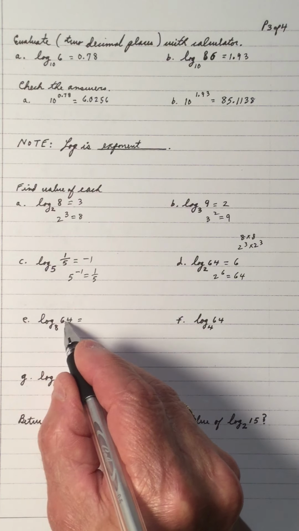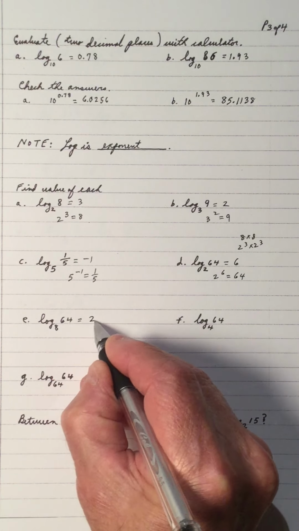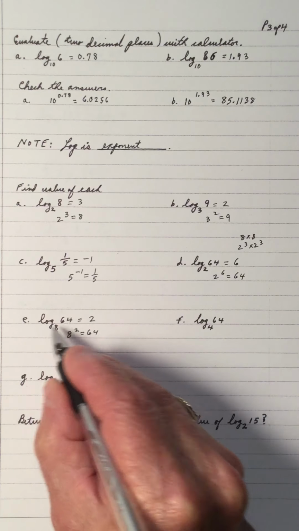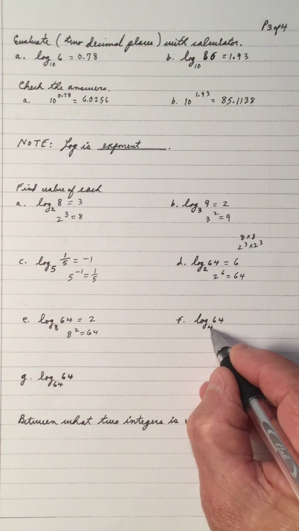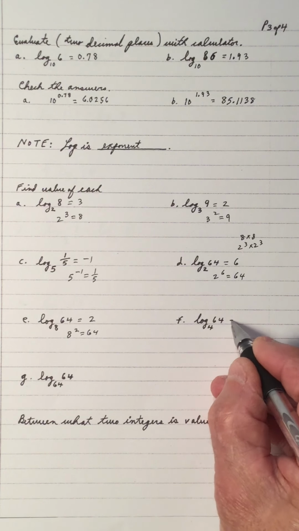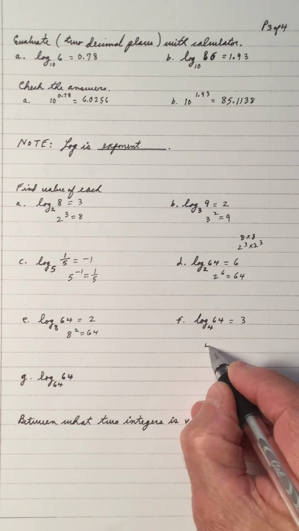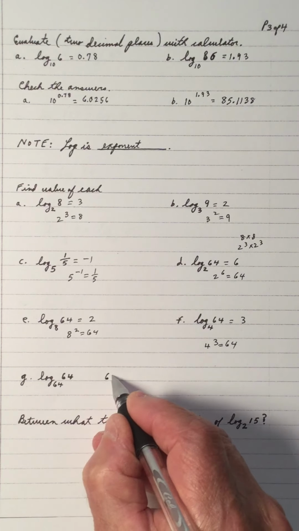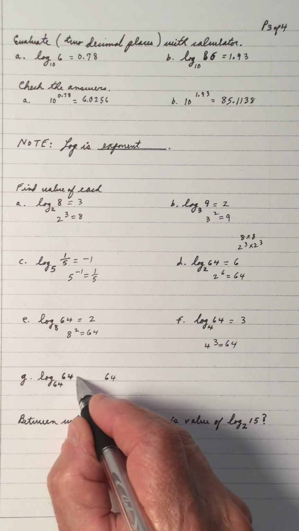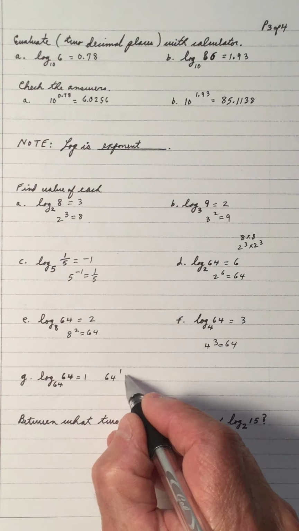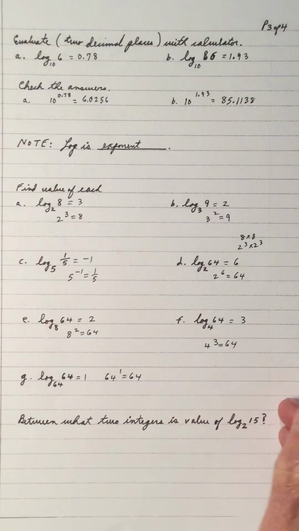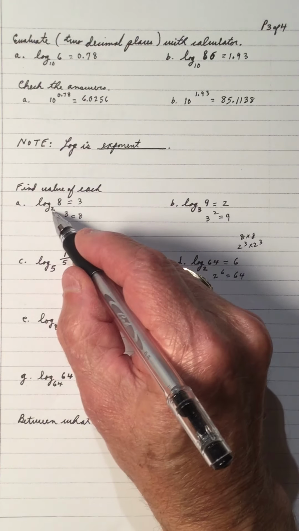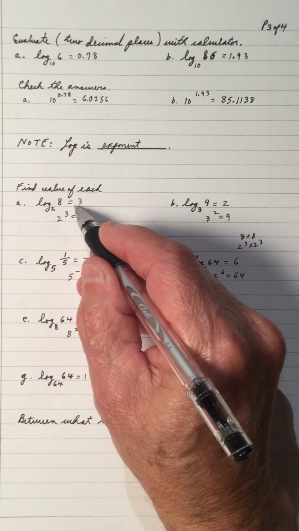So what's the log of 64 with base 8? The answer is 2. Why? Because 8 squared is 64. A log is an exponent. What power of 4 gives you 64? And the answer is 3, because 4 to the 3 is 64. What power of 64 gives you 64? And the answer is 1, because 64 to the 1 gives you 64.